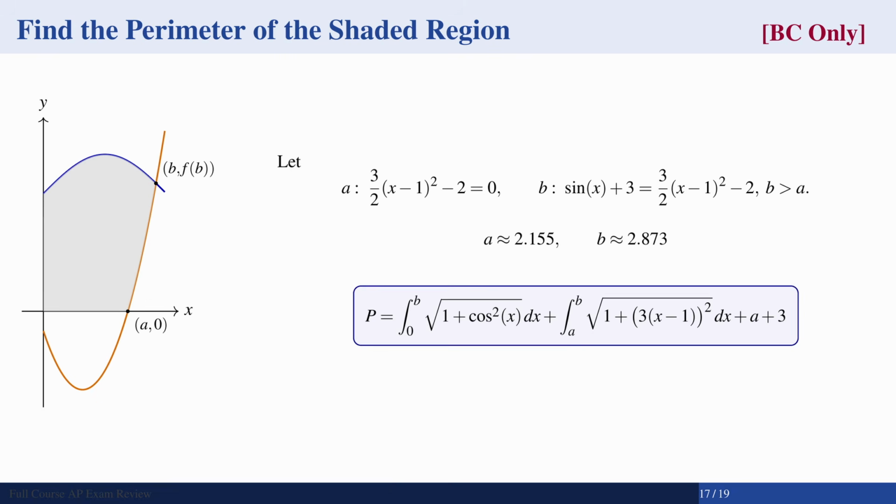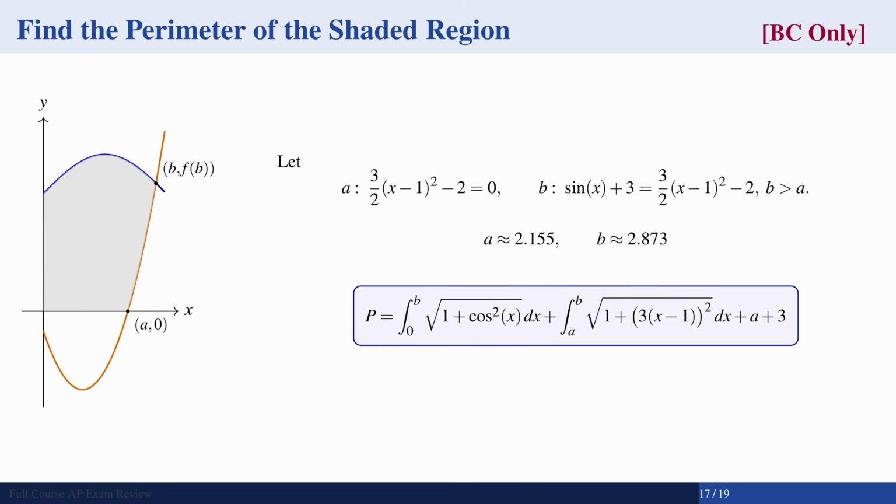Now, we need to deal with the arc length along the sine curve, right? So the arc length along the sine curve is going to be the integral from 0 to b, because the sine curve is the blue curve there. So it's the integral from 0 to b of the square root of 1 plus the derivative of sine plus 3, which is just cosine, and we are squaring that, so it's square root of 1 plus cosine squared of x dx. That's the first part of the perimeter.